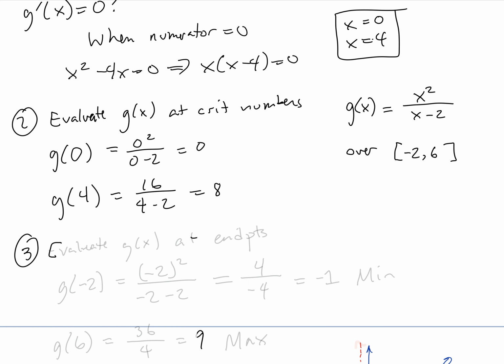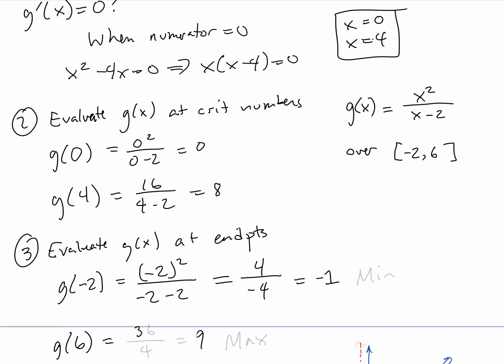Step 3, we need to evaluate the original function, g of x, at the endpoints. So our endpoints were negative 2 and positive 6. G of negative 2 is negative 2 squared over negative 2 minus 2. So that's negative 2 squared is a positive 4 over negative 2 minus 2, negative 4, and that's an output of negative 1. And g of 6 is 6 squared, that's 36, over 6 minus 2, that's 4, so that's an output of 9.